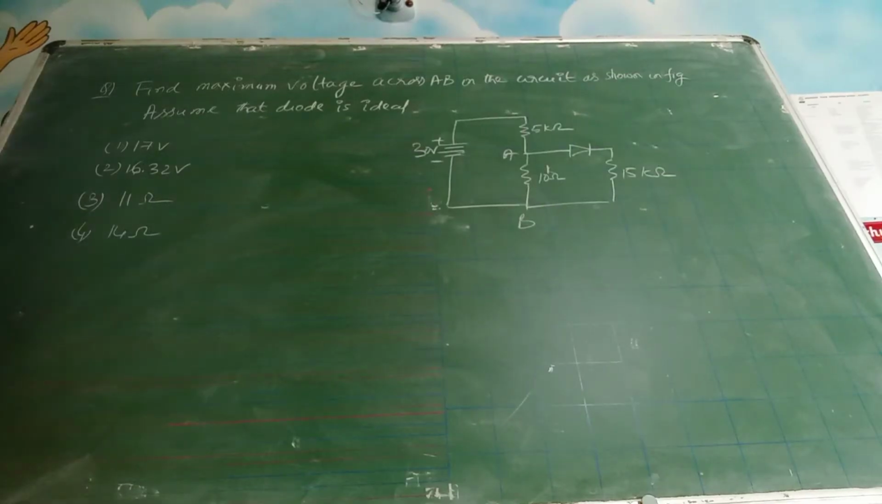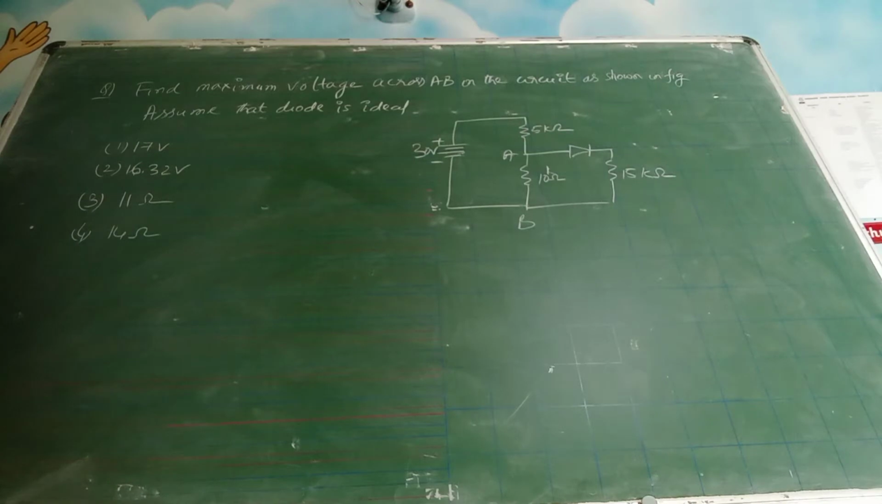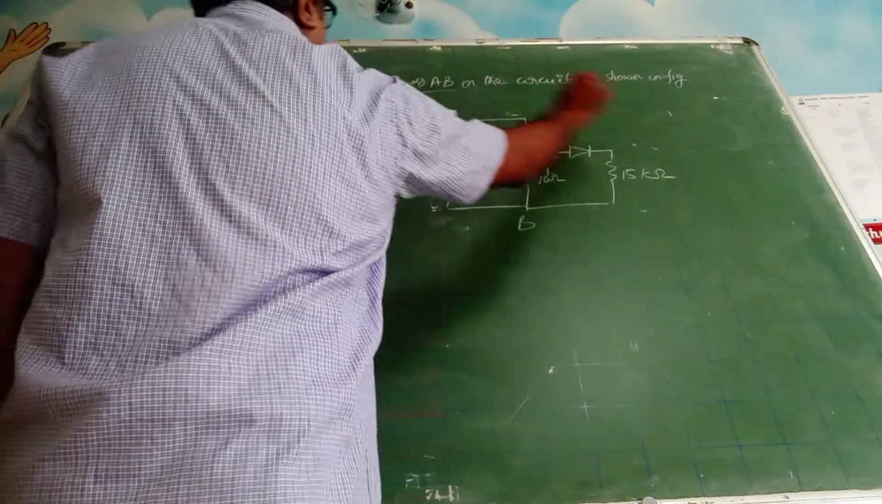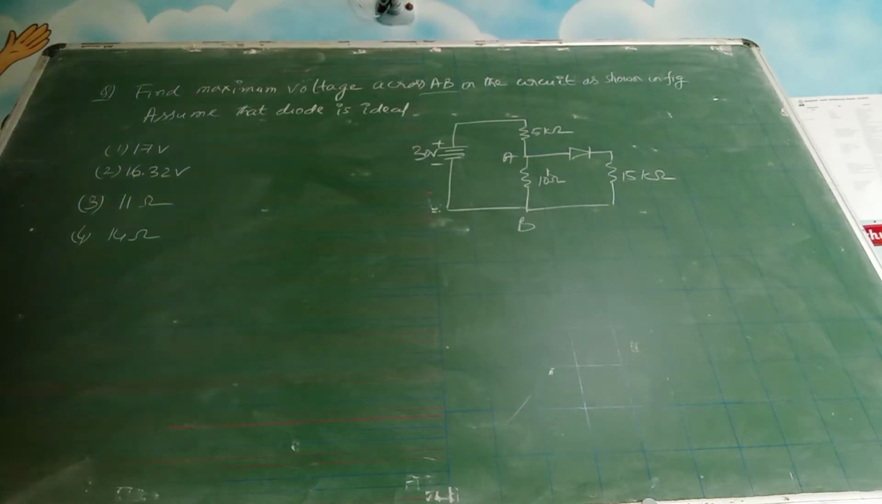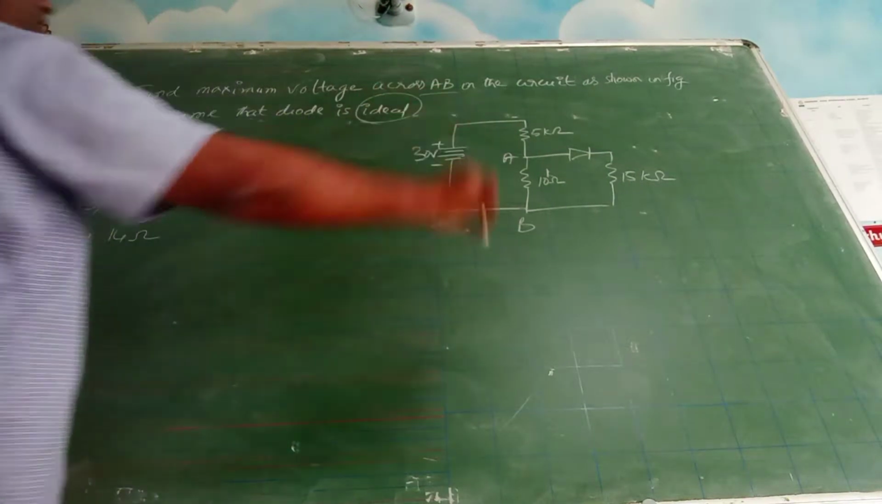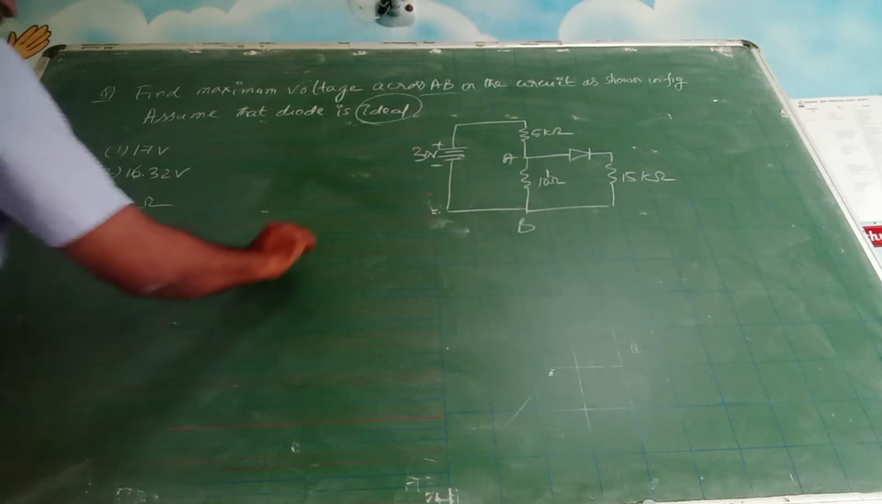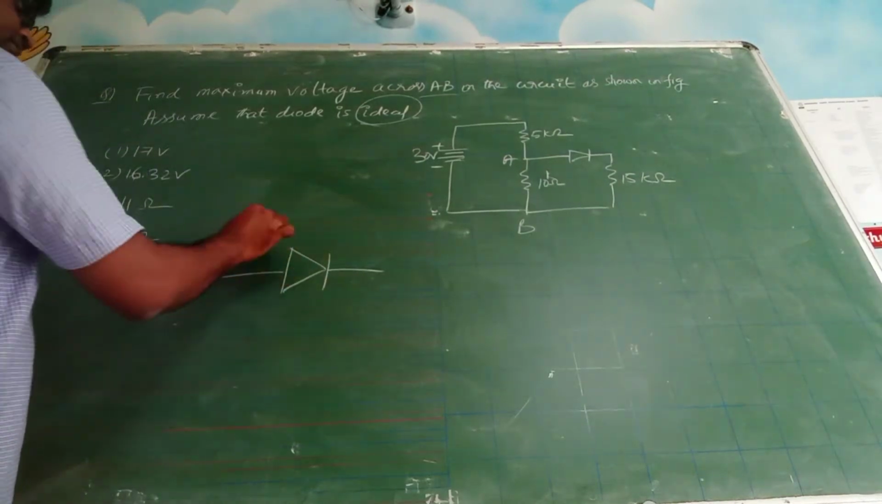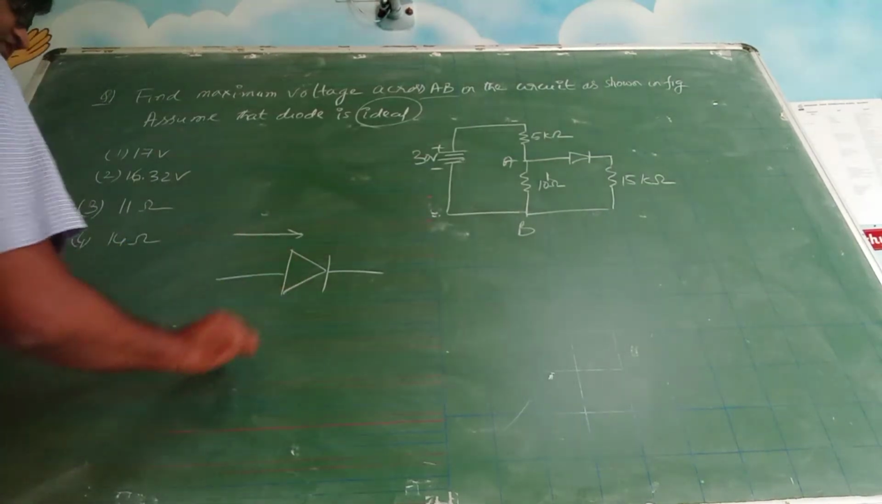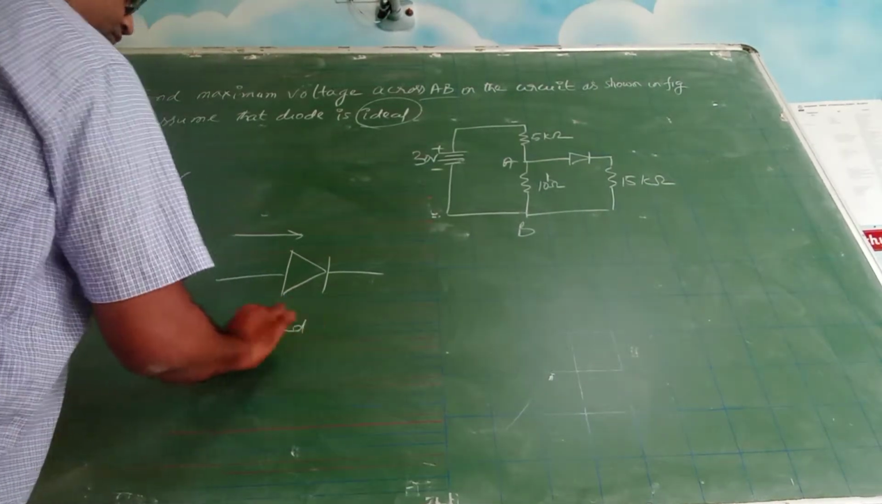See this question: find maximum voltage across AB in the circuit as shown in the figure. Assume that the diode is ideal. He is using a term called diode is ideal. Let us say you have a diode, and this diode is ideal. What will happen?